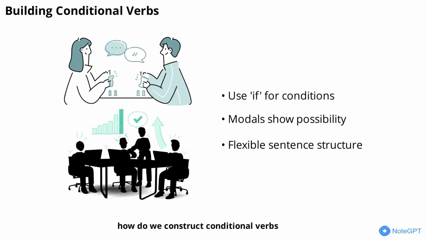How do we construct conditional verbs? Typically, you'll find an if clause that sets the condition, followed by a result clause. Modal auxiliary verbs like can, will, would, should, and could often appear in the result part. For example, if you see her, you can tell her I said hello.